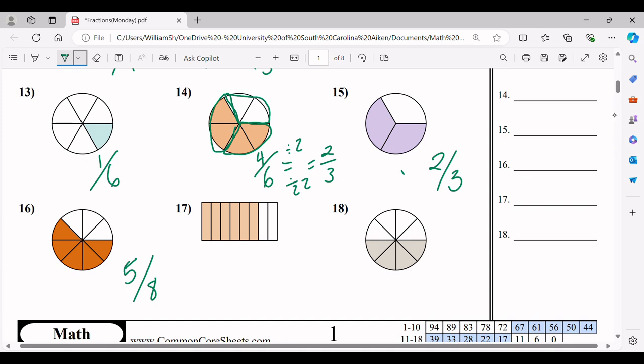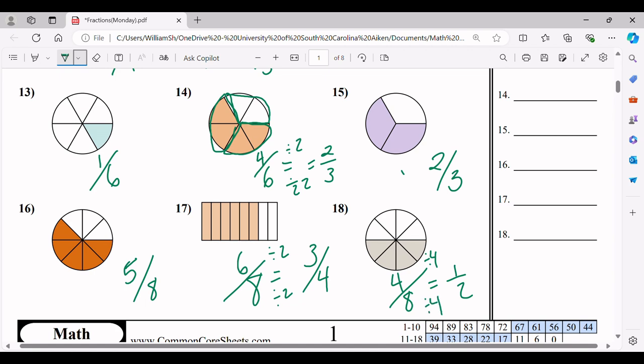Okay. Number 17, we have 1, 2, 3, 4, 5, 6, 7, 8. We have 8 pieces. 6 of those are shaded. If we wanted to, we could divide both by 2 to mathematically reduce that to 3/4. Okay. And then last but not least on this page, we have 8 pieces of pie and 4 of those are shaded. Hopefully you can now visually tell that this is basically just split into a half, right? Or you can divide both by 4 and mathematically reduce it.